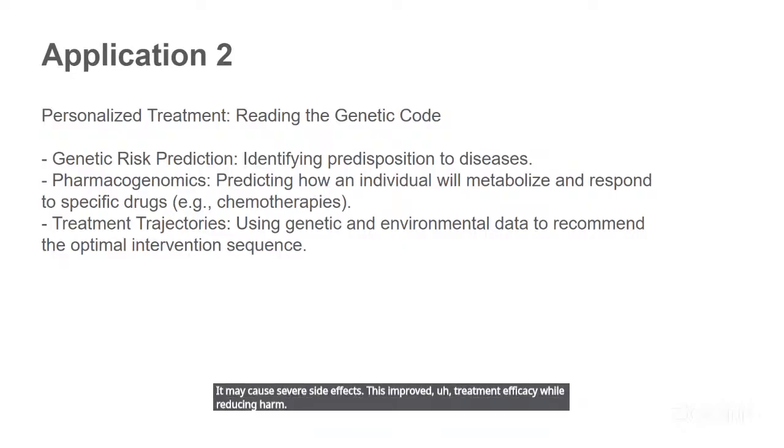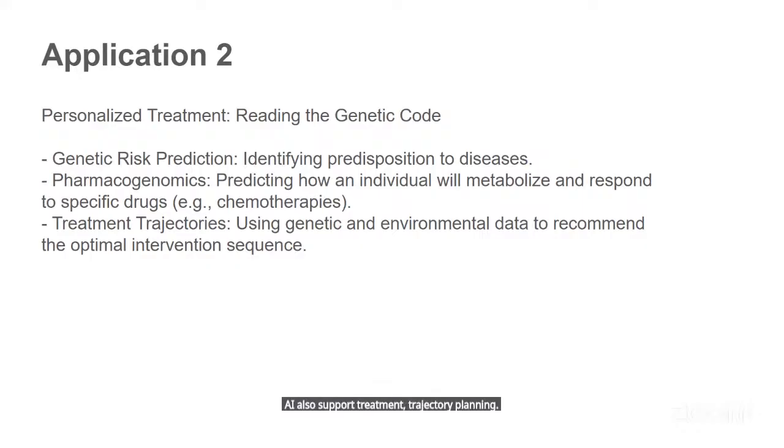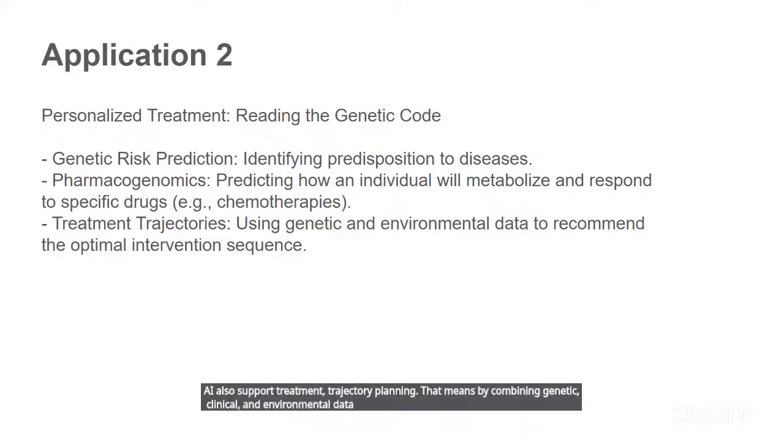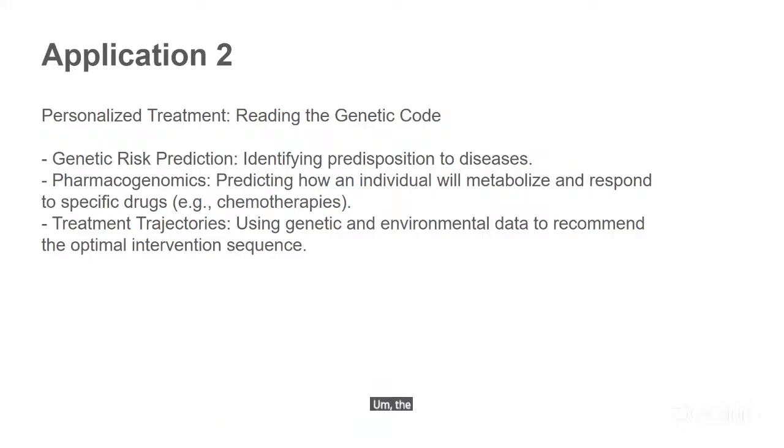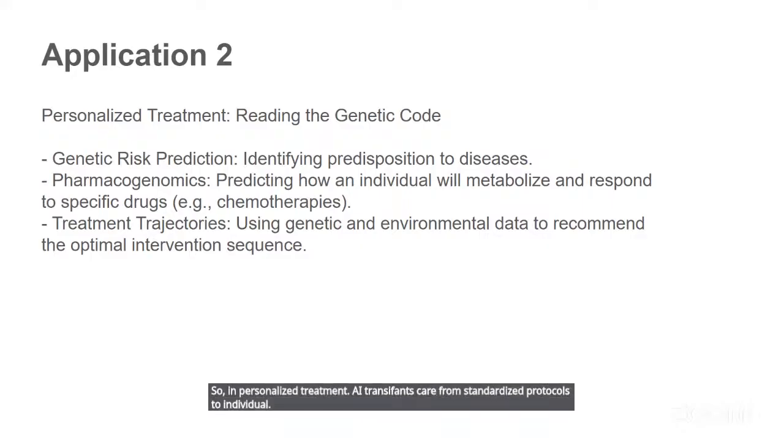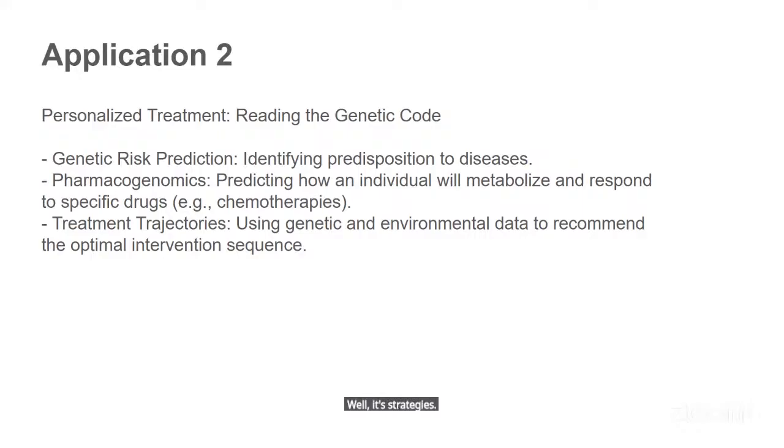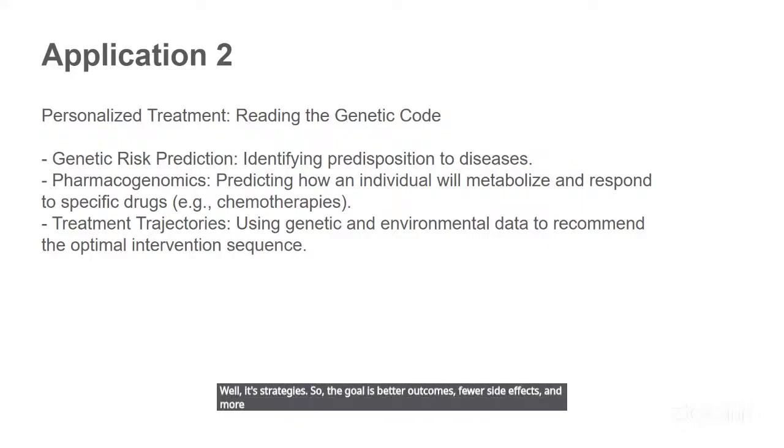AI also supports treatment trajectory planning. That means by combining genetic, clinical, and environmental data, AI can recommend the optimal sequence and timing of intervention. So this means choosing not just the right treatment, but the right treatment at the right time. So in personalized treatment, AI transforms care from standardized protocols to individualized strategies. So the goal is better outcomes, fewer side effects, and more precise decision making.